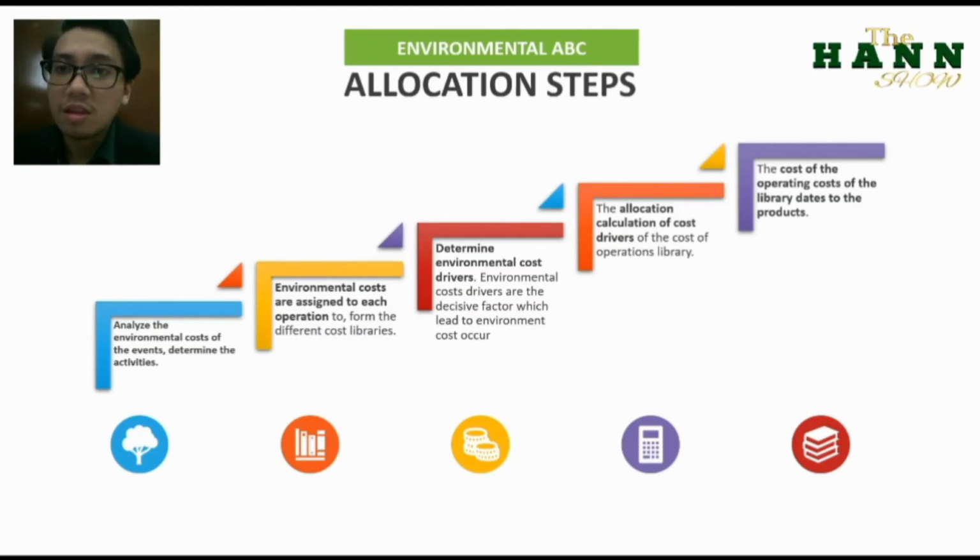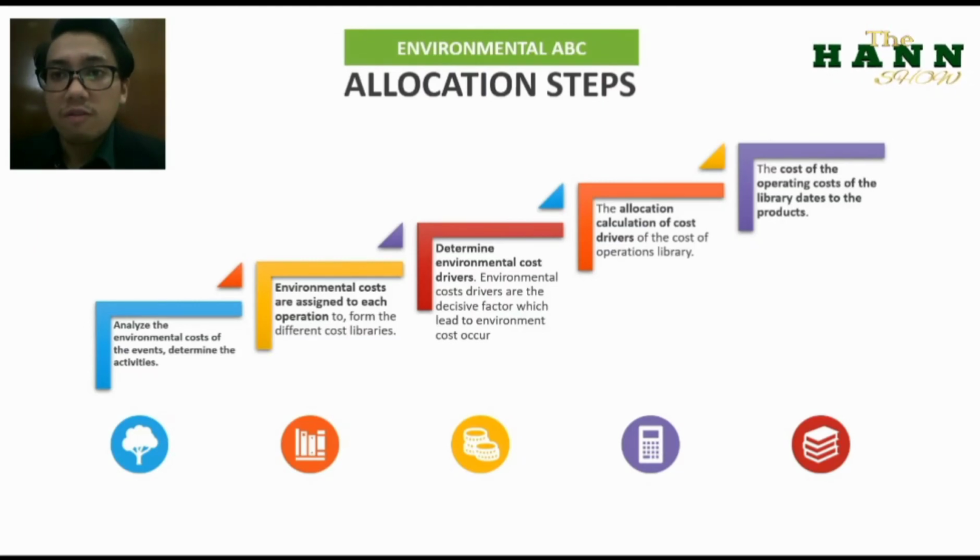And the third step is determine environmental cost drivers. Environmental cost drivers are decisive factors which lead to environmental costs occur. Also, is a criterion of allocating the cost of operation cost library into specific product environment costs. And the fourth step is the allocation, calculation of cost drivers of the cost operations library. The current environmental resources usage in operation cost library is divided by the current cost drivers amount to get cost drivers allocation rate of current operation library.